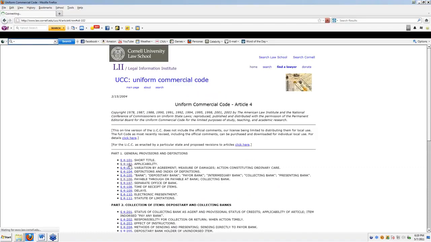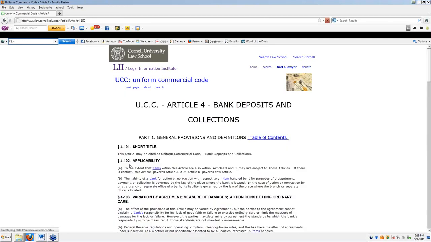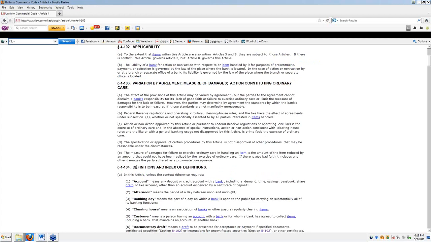Okay, so what should a person do that's been trying to get into the adversary court and they keep dismissing it? Well, you need to write this down. Applicability. Read this. What does that say? To the extent that items written within this article are also within Articles 3 and 8, they are subject to those articles. If there is conflict, this article governs Article 3, but Article 8 governs this article.